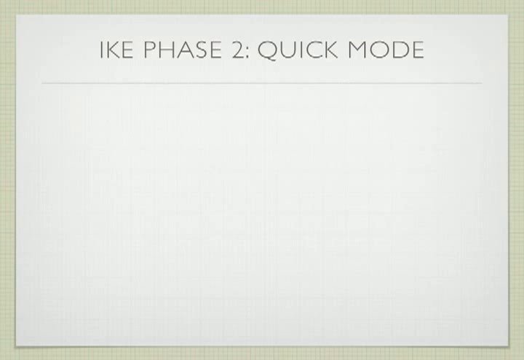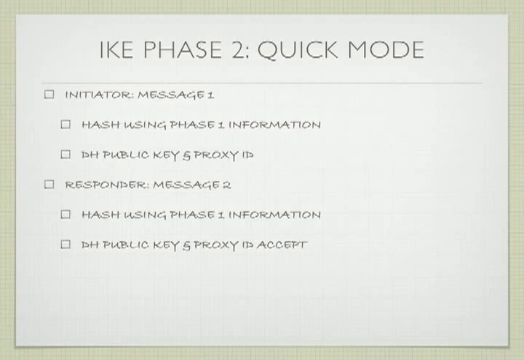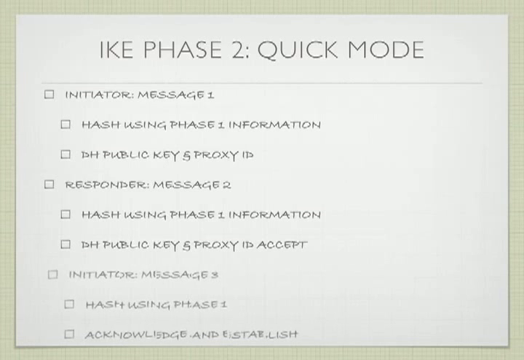In phase 2, quick mode, then to bring up the rest of the tunnel, the initiator will send its first message with the phase 1 information and the hash and giving the key and the proxy IDs. The responder will return with message number 2 to confirm this information and send their own key and proxy IDs.